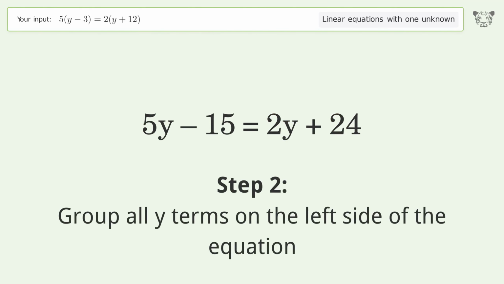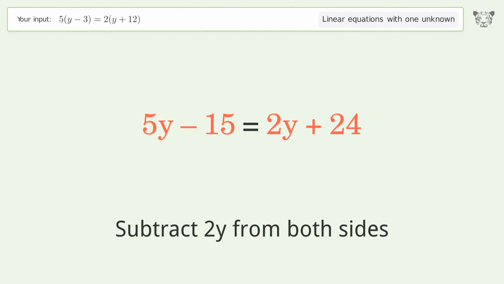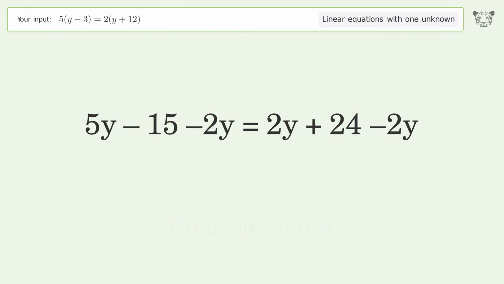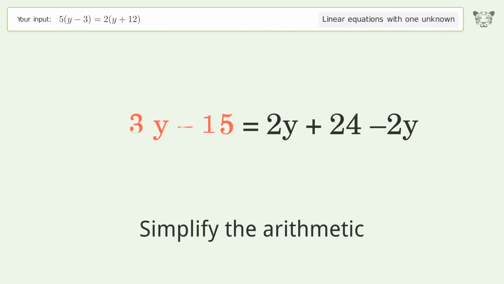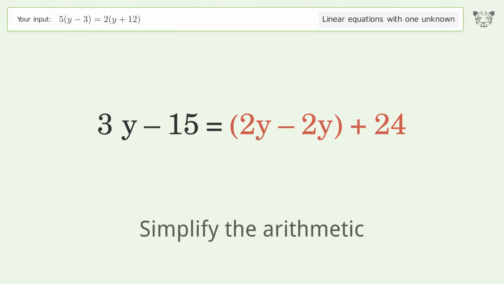Group all y terms on the left side of the equation. Subtract 2y from both sides. Group like terms. Simplify the arithmetic. Group like terms. Simplify the arithmetic.